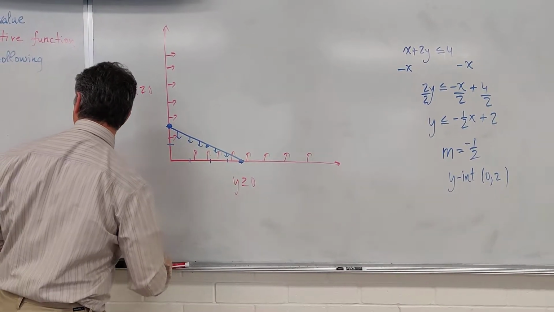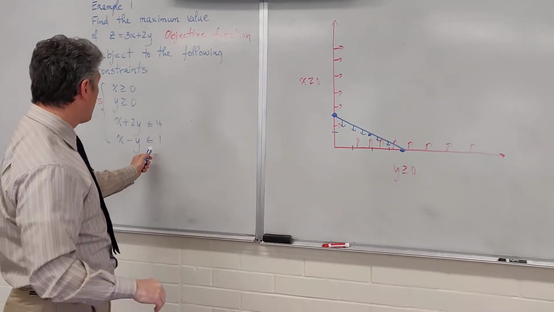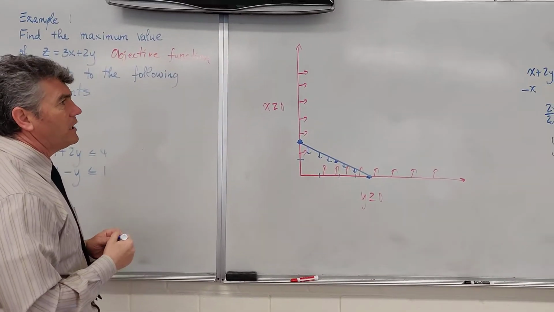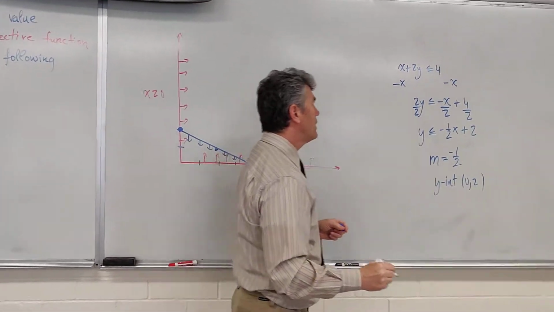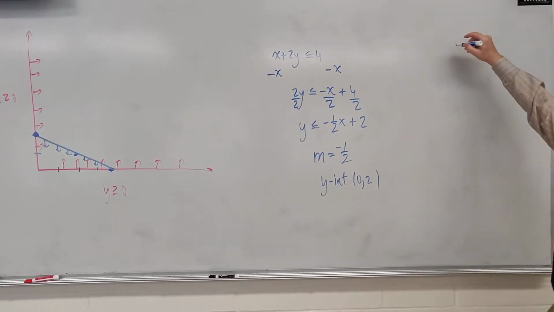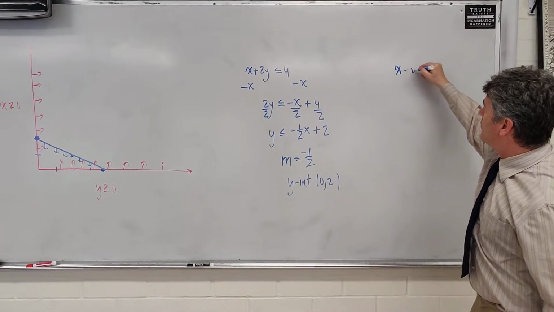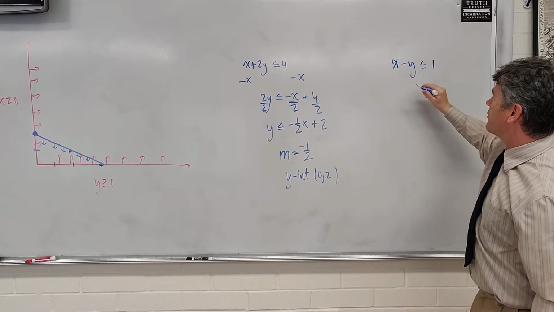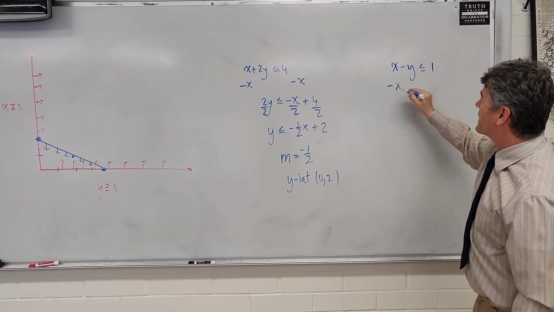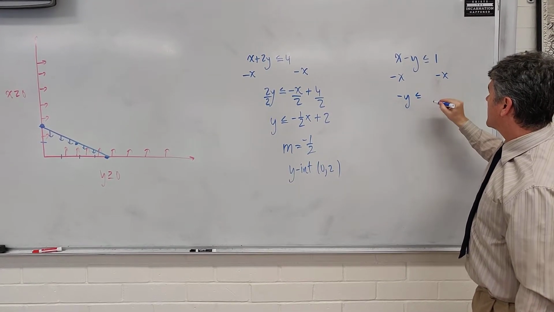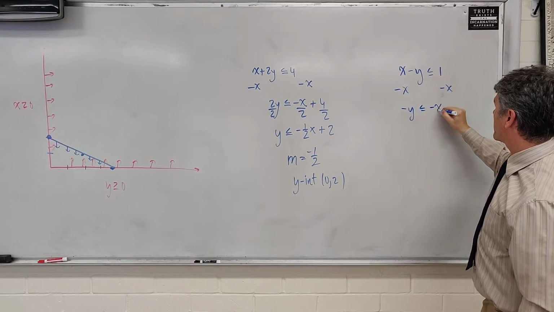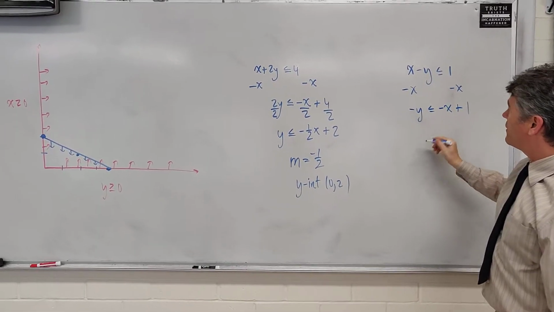Next, we look at the last inequality. X minus y is less than or equal to 1. So let's go over here and solve it. X minus y is less than or equal to 1. I will subtract x from both sides. The opposite of y is less than or equal to the opposite of x plus 1.